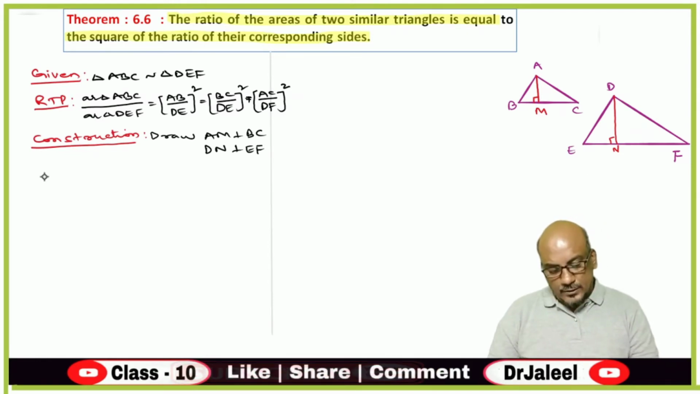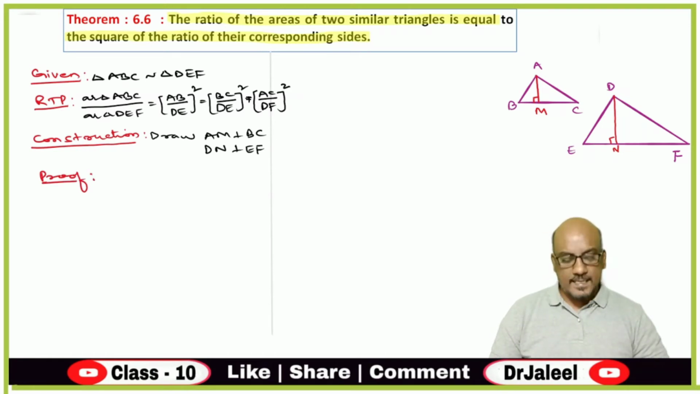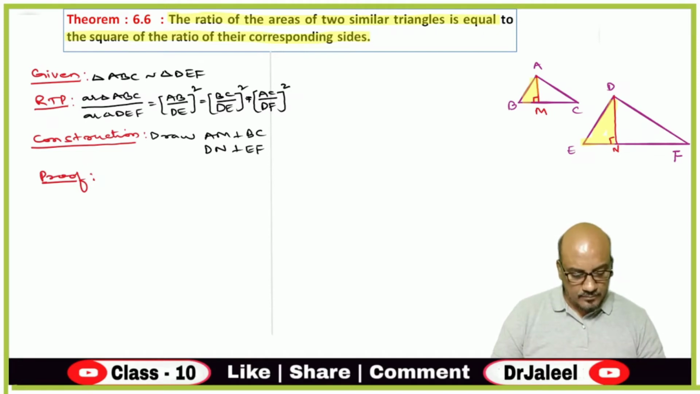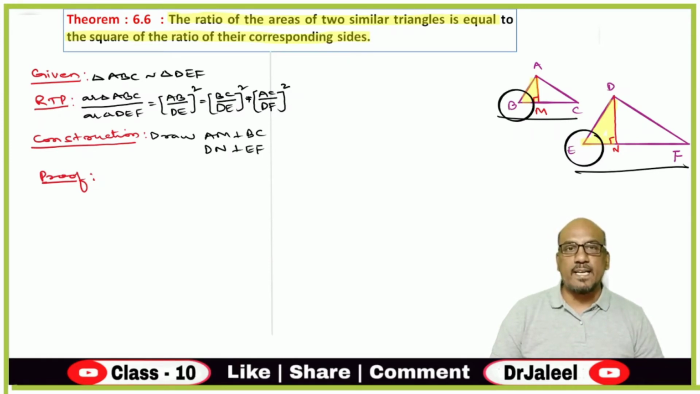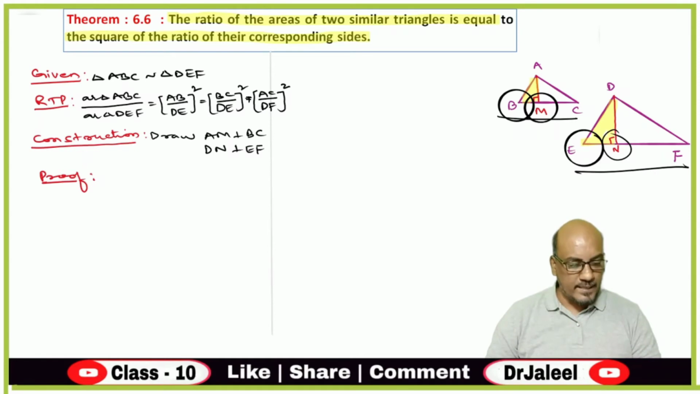So children, let's get into the most important part of the theorem, that is the proof. First, let us get into these two shaded triangles, ABM and DEN. In these two triangles, can you prove that both triangles are similar? Yes, you can prove. How can you prove? As these two triangles are similar, the corresponding angles are equal. That is, angle B is equal to angle E and angle M is equal to angle N. Why? Because they both are 90 degrees. So two angles of one triangle are equal to two angles of the other triangle. You can use AA similarity.